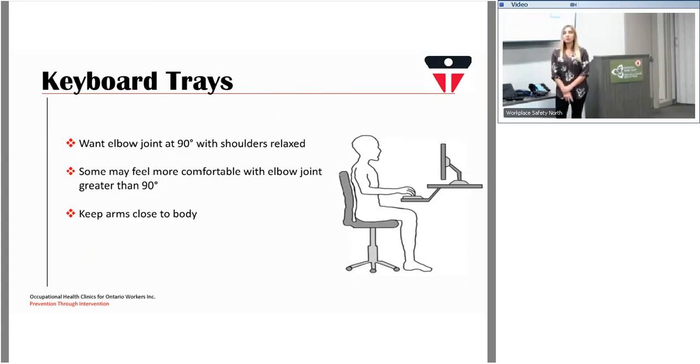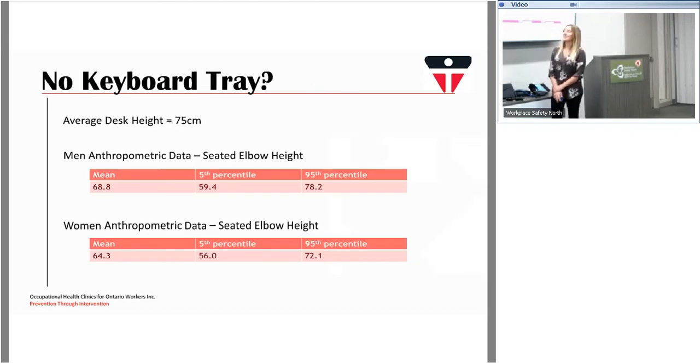For the keyboard trays, again, we want a 90-degree angle in the elbows. And we want to make sure that you're able to keep your arms as close to the body as possible. A lot of people ask if they need a keyboard tray, and that's quite a complex question. And I have some data here.